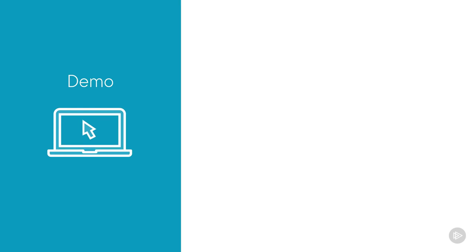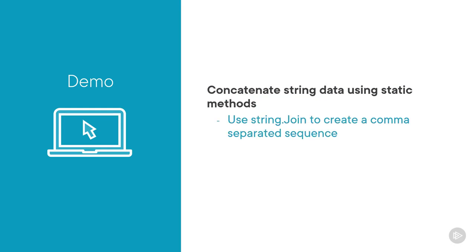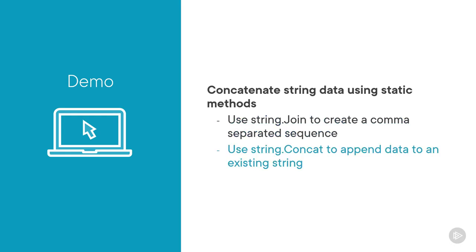In this demo, we'll apply two static methods on the string type to concatenate some data. We'll implement a new report writer, which uses string.join to join a sequence of strings together with a common joining character. We'll then apply string.concat to append the data to an existing string.